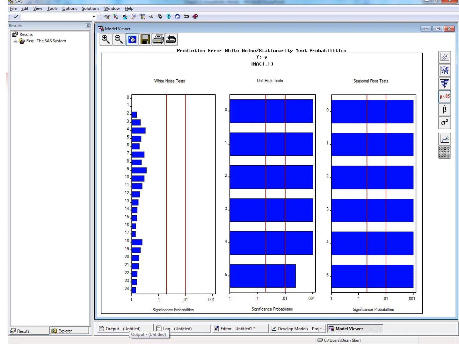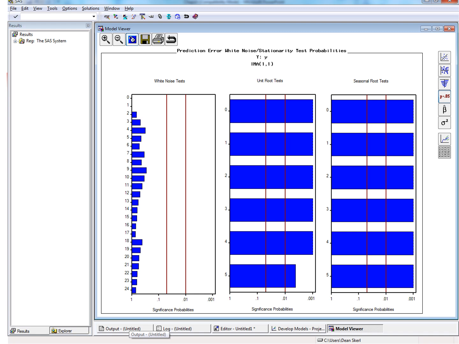And if you were to mouse over, you can't do that because this is a PowerPoint. But if you actually had this dashboard on your computer and you moused over any of those bars, it would tell you exactly what the p-value of that bar is.